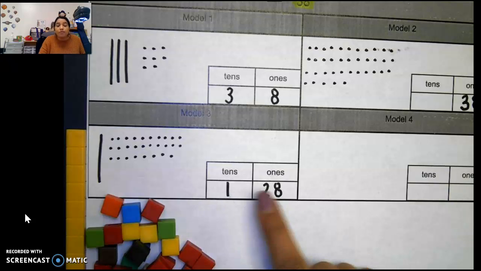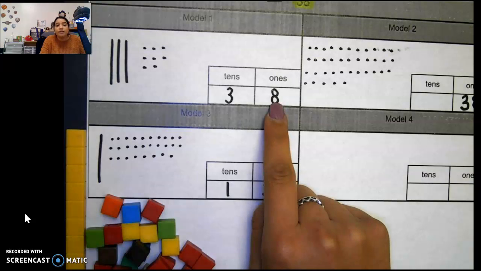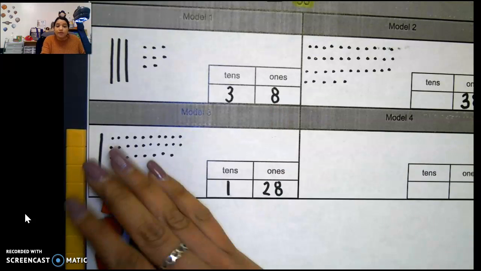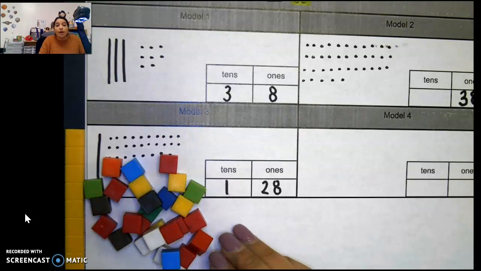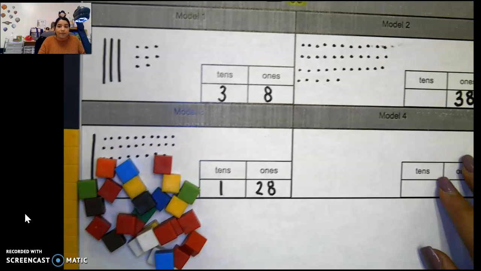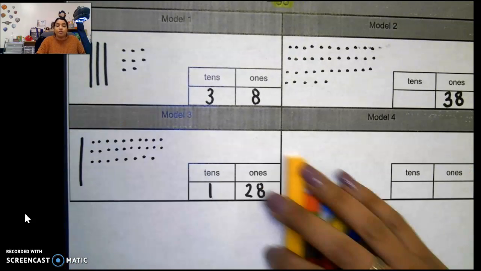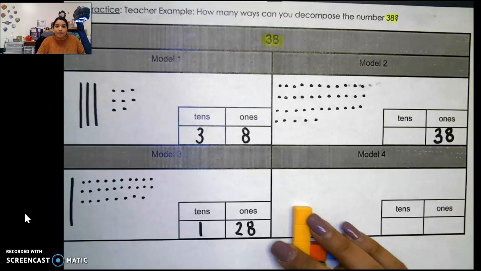So 28 plus 10 still gives me 38. So this still gives me 38, but I just modeled it in a different way. Okay? Now what's another way we could model 38?